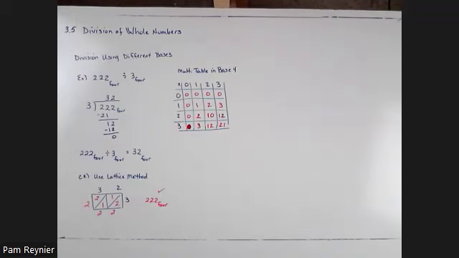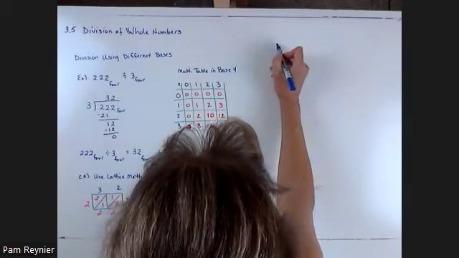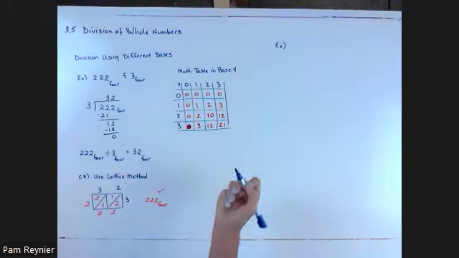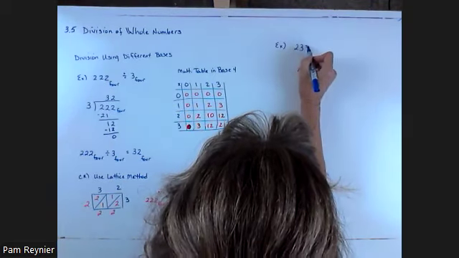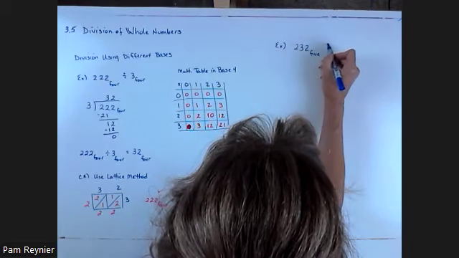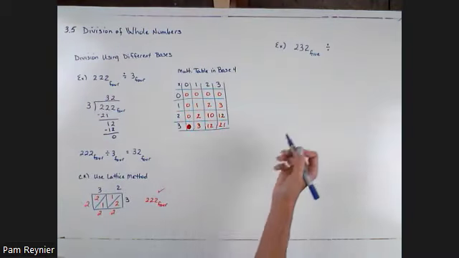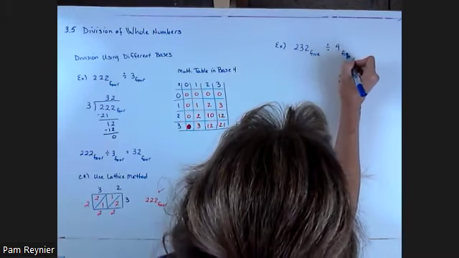So let's do it again. This time I'm going to do a base 5 just so we can practice. So which one do I want to do? Yeah, I'll do this one. All right. So let's take a look at 3, 2, 3, 2, 3, 2, base 5, divided by 4, base 5.